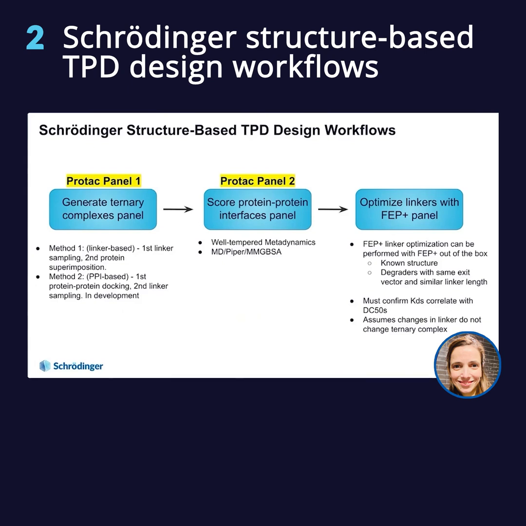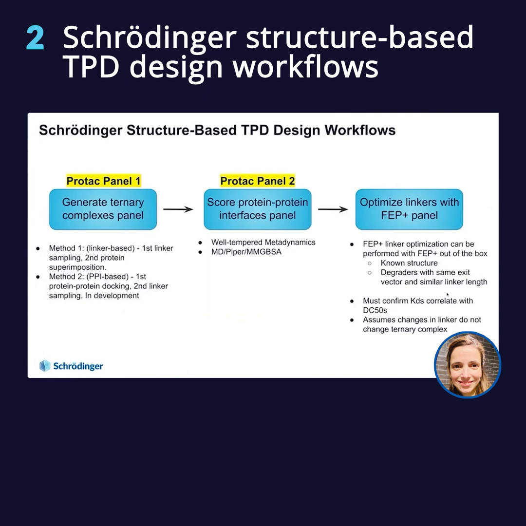I want to propose the Schrödinger structure-based TPD design workflow, where if you don't have the ternary complex of your system, you will start by running Prime Panel 1 to generate ternary complexes with 2 different methods. After that, you will be able to get within the top 20 reasonable poses, but you will not be able to distinguish between the top 3 poses. For that, you will need the more accurate scoring MD methods, and we are going to release Prime Panel 2 this year that will allow you to automate the scoring using metadynamics and MD Piper MMGBSA.